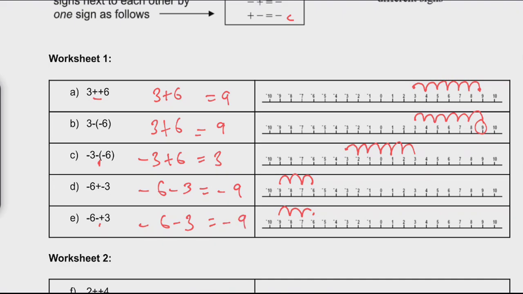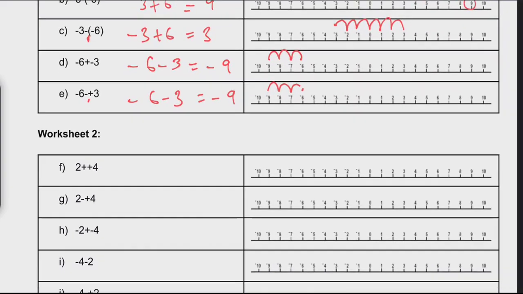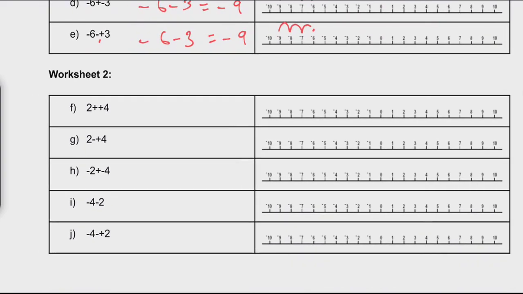Okay, so that is how we combine operations, and it's really good to continue to practice these questions until you can successfully combine these operations. Okay, so let's continue with some more examples.